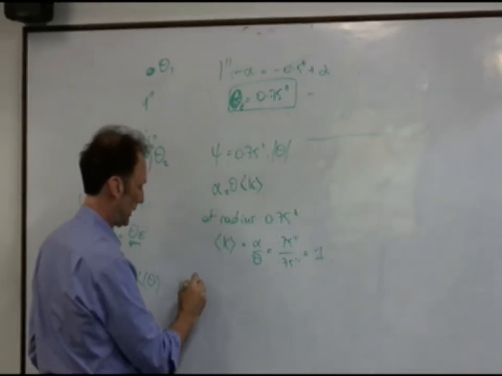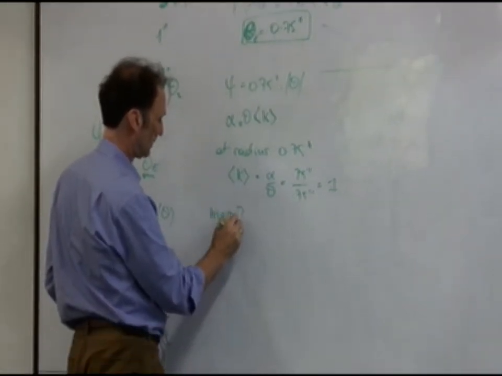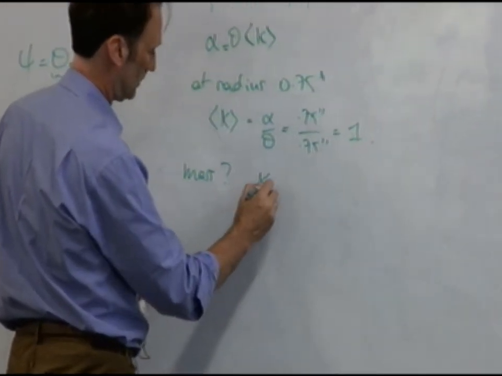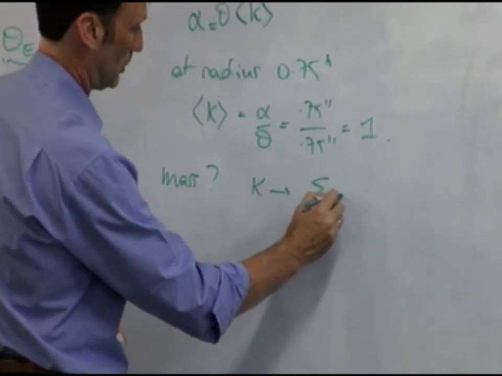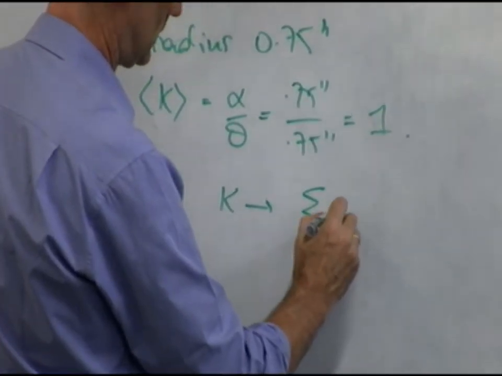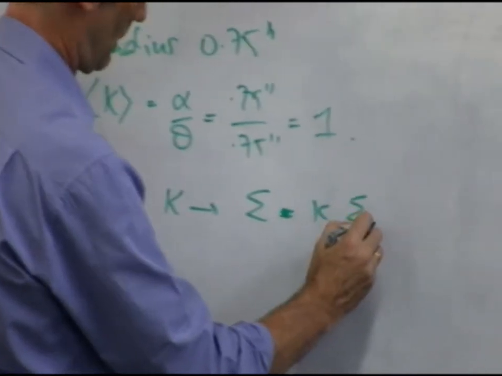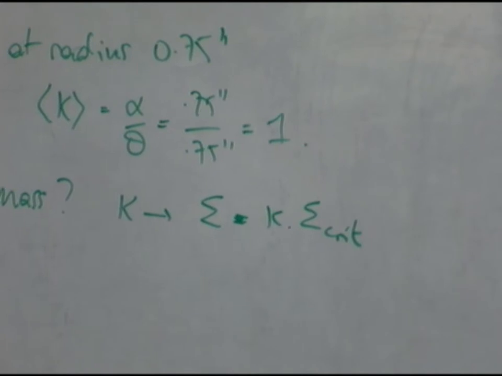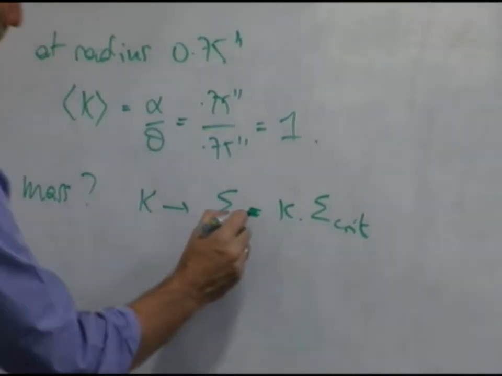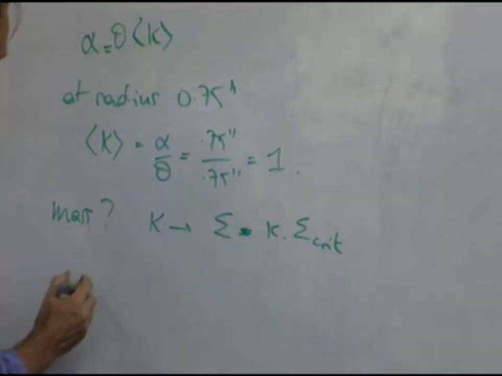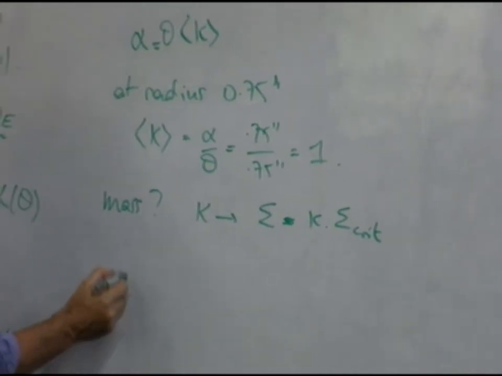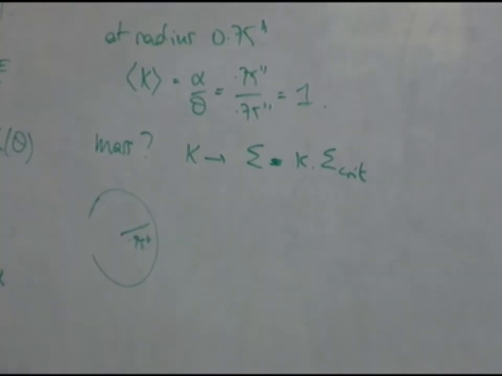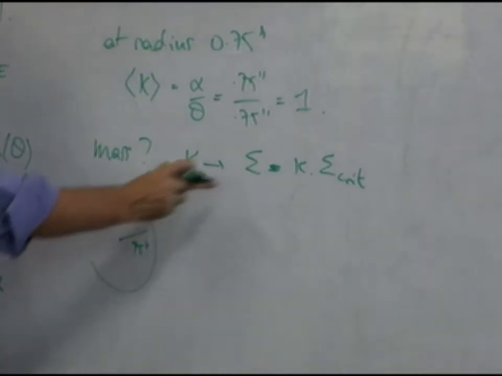And so to turn this into a mass, turn the kappa into surface density, which is obtained by multiplying by the critical surface density. You go back to the first lesson. And once you have the surface density and you have the area of your circle on the sky, then you can work out what this radius is, and if you have the radius.